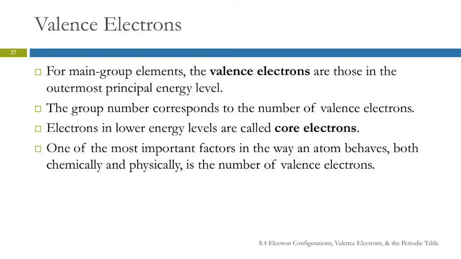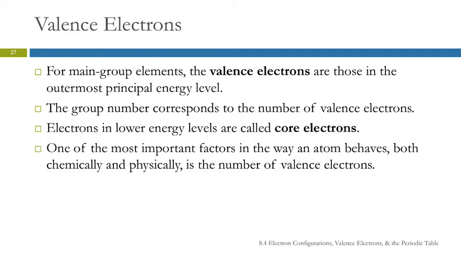There are two kinds of electrons, valence electrons and core electrons. For main group elements, and that's primarily where we talk about them, the valence electrons are those in the outermost principal energy level. So whichever electrons have the highest principal quantum number, n equals 1, n equals 2, whichever one's the highest. And the group number tells us the number of valence electrons that that element has.